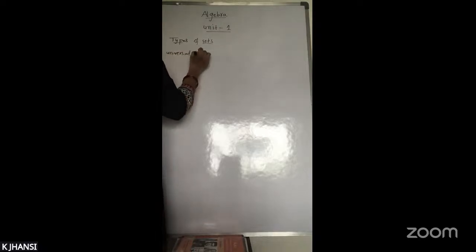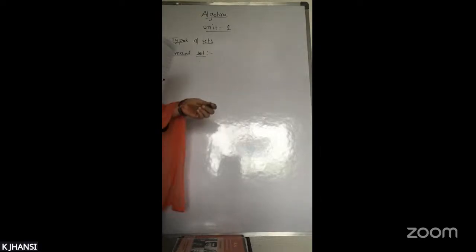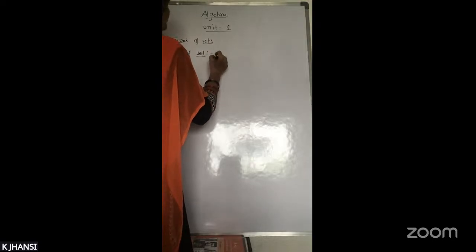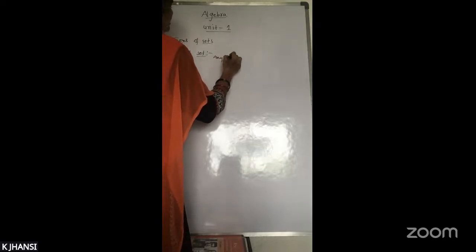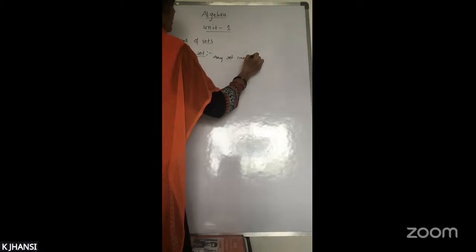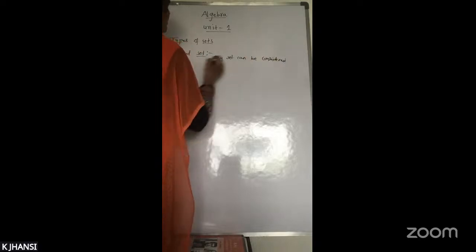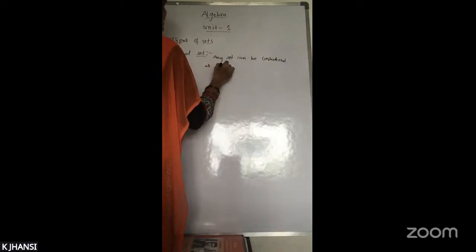Universal set. Okay. So universal set means you can consider any set as a universal set. That is a set of natural numbers or integers or any set, that is A, B, C, like that, any set. You can take that set as a universal set. Any set can be considered as a universal set.